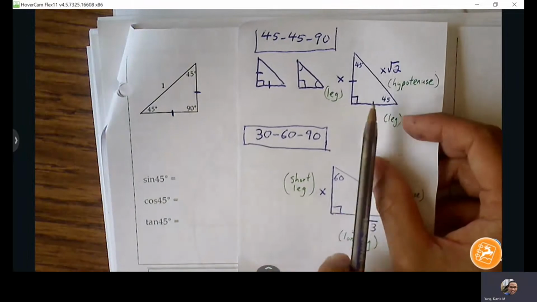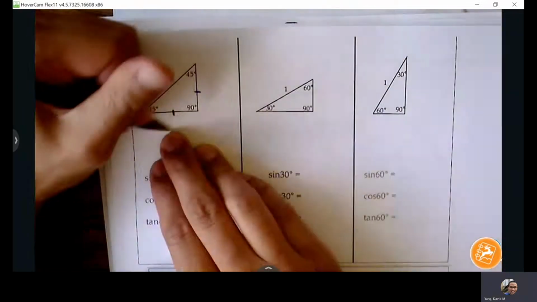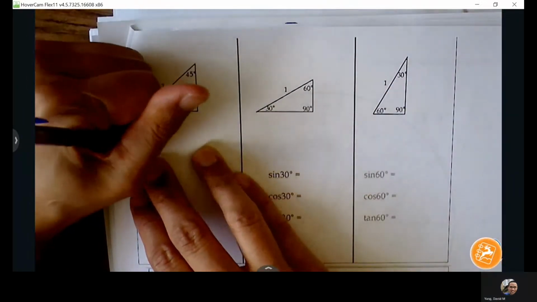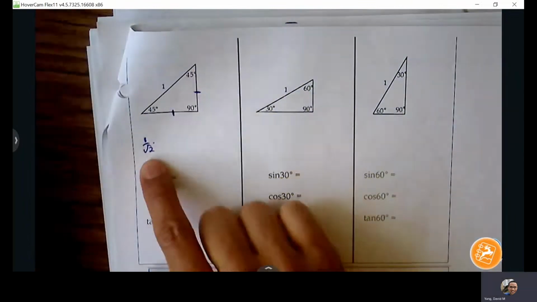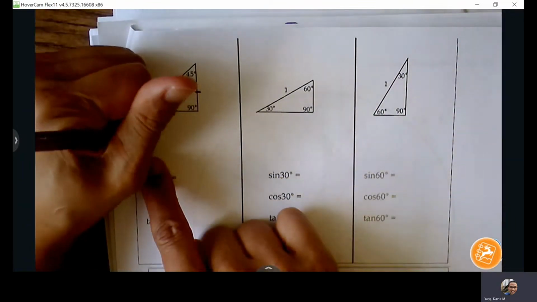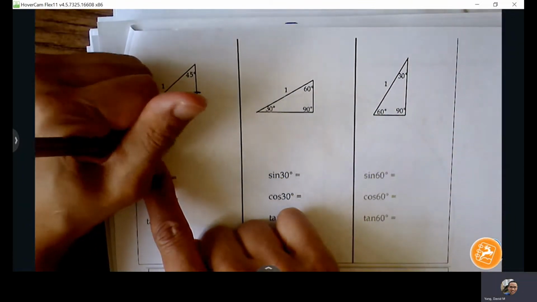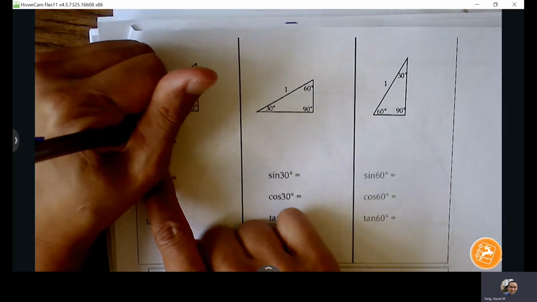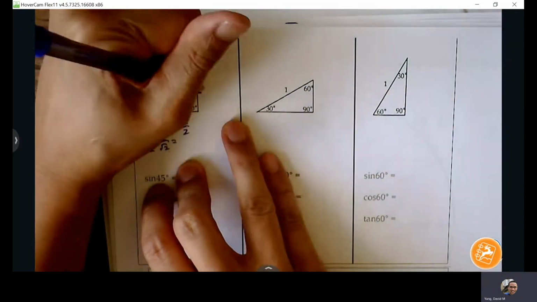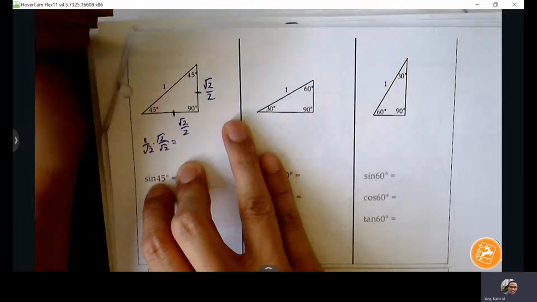Divide by root 2. So 1 divided by root 2. It's not very clean. We can rationalize the denominator. So we get root 2 over 2. Both the legs are the same values, so copy them down twice.